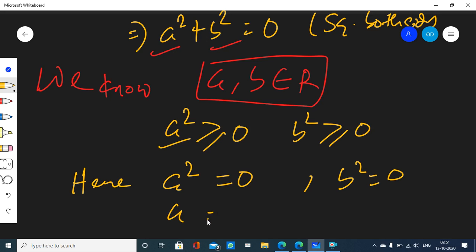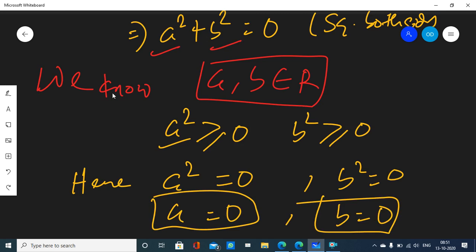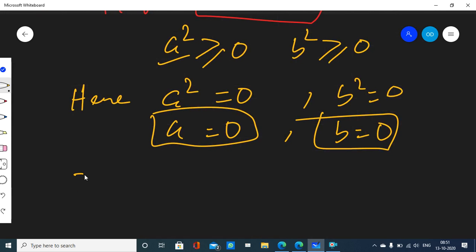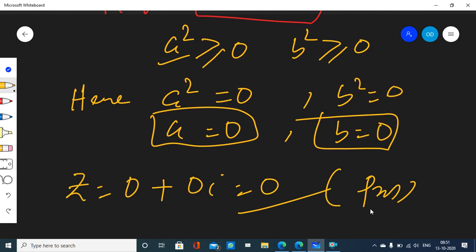And if a square is equal to 0, then a is equal to 0, and if b square is equal to 0, b is equal to 0. So what does that mean? It means our complex number is actually 0 plus 0i, which means 0. Proved.